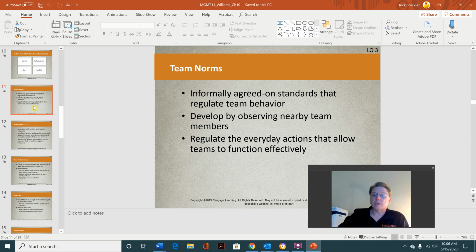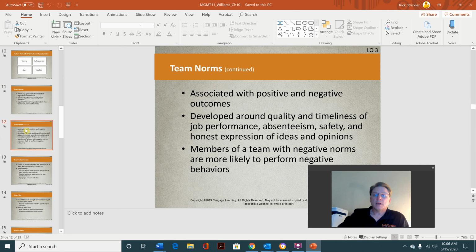Norms regulate everyday actions that allow teams to function effectively. They are associated with positive and negative outcomes. So if everyone shows up at 10 of 8 and I show up at 8 and I get angry looks and people don't talk to me, then I'll know that I should come sooner. Norms develop around quality and timeliness of job performance, absenteeism, safety, and honest expressions of ideas and opinions. Members of a team with negative norms are more likely to perform negative behaviors. So if it's just a griping session when you go into your meetings, then everybody comes out more negative than when they went in.